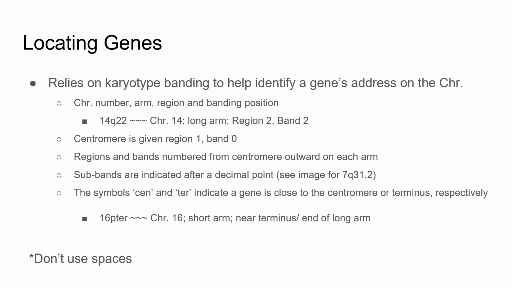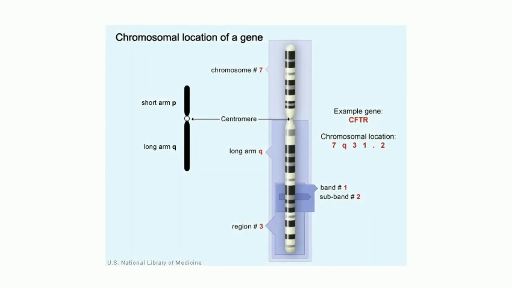The symbols CEN and TER tell you that the locus of interest is located near the centromere or terminal end, respectively. So in the case of 16p ter, we are referring to a locus on the short arm of chromosome 16 near the terminal end. Graphically, if we were to locate the CFTR gene, which is mutated in cystic fibrosis, we would look at chromosome 7, on the long arm, in region 3, band 1, subband 2.